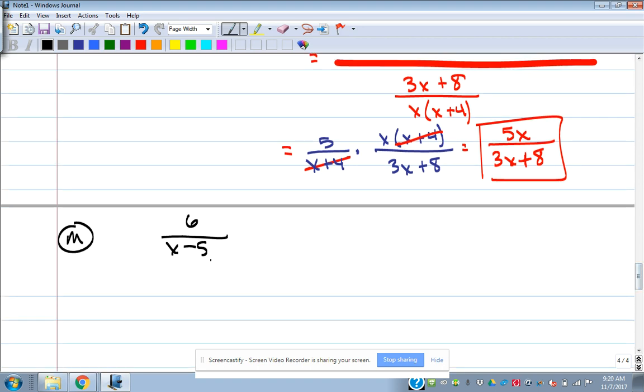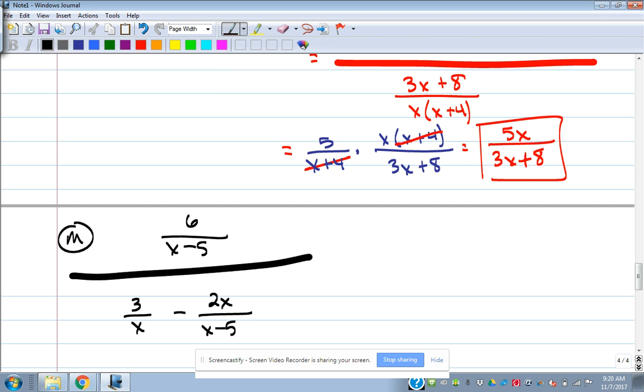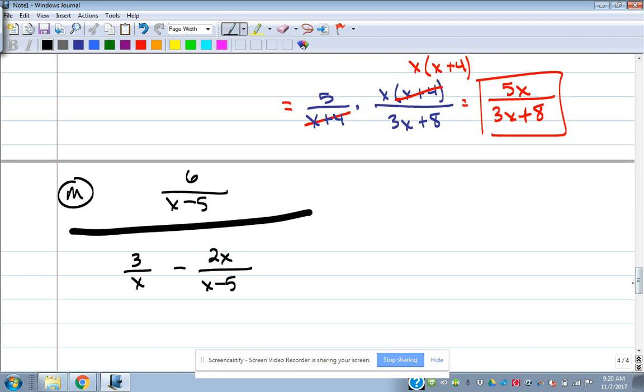6 over x minus 5. And then the bottom part's 3 over x minus 2x over x minus 5. There's our big fraction bar. What's the common denominator in the denominator? X and x minus 5. This is an x and this is a separate x because it's tied to the minus 5. So what's the first fraction need? X minus 5. The second fraction needs an x.